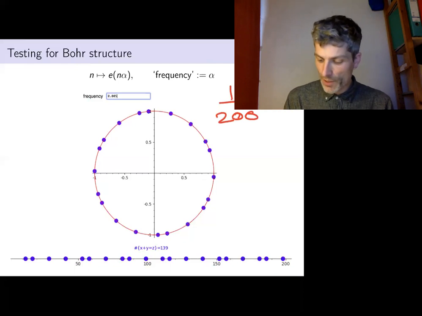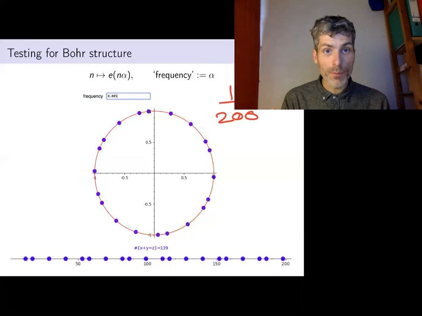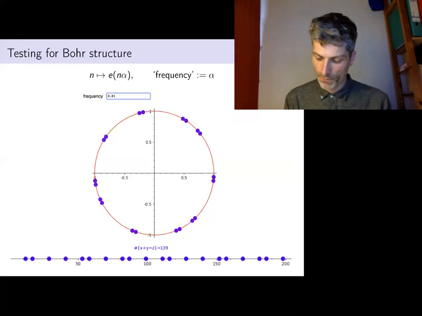And that's true for any subset of 1 up to 200. So now we're all the way around the circle. Do we look like a Bohr translate? No. We're spread around the circle. We're not concentrating in an arc. So still no Bohr structure.